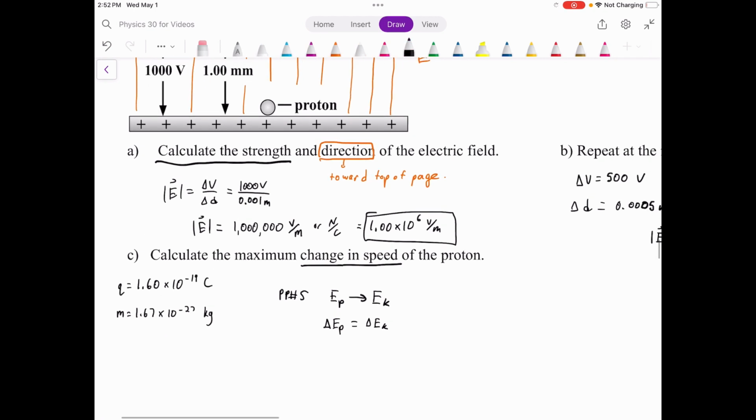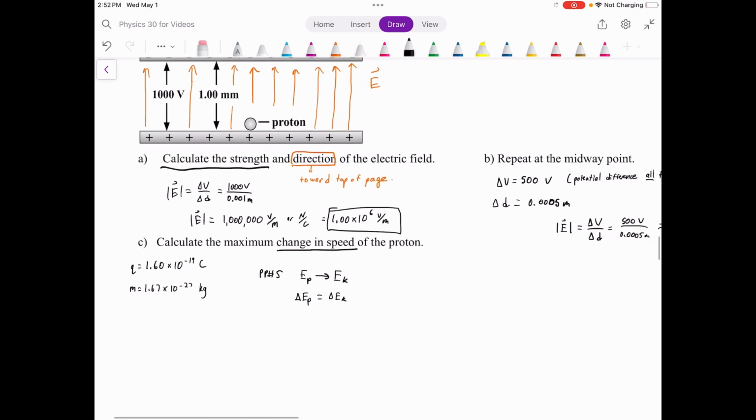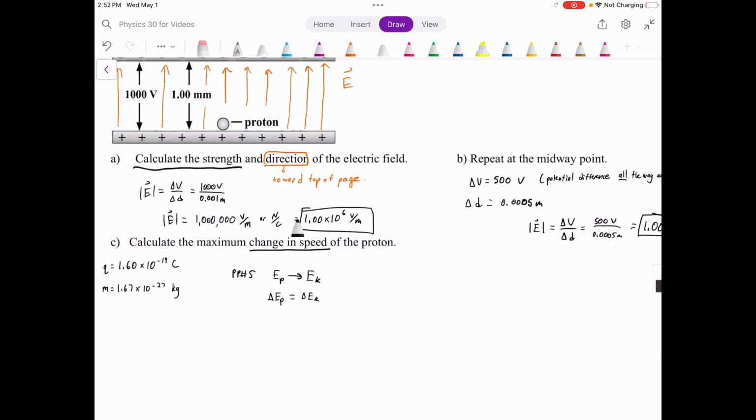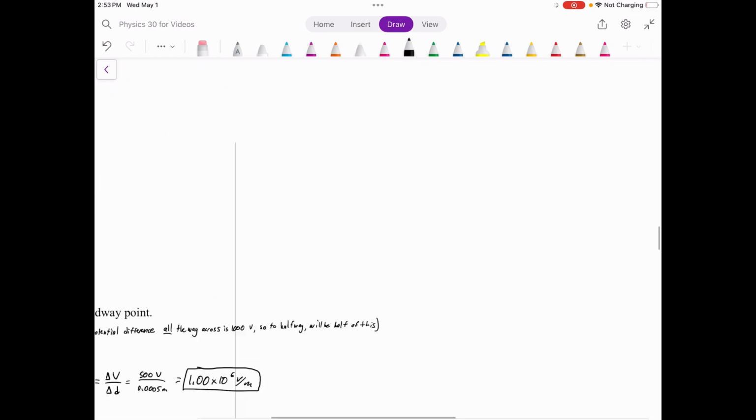Worth mentioning, by the way, this is actually not the only way to approach this question, because we've also found the electric field. We could use that to figure out the force on the proton, and since we have the proton's mass, with a force and a mass, we can find acceleration with Newton's second law, right? And then we could just use our kinematics equations and figure out, if we know its initial speed, we know its acceleration now, we know the distance it's going to travel, could we figure out its final speed and then use that to figure out the change in speed?